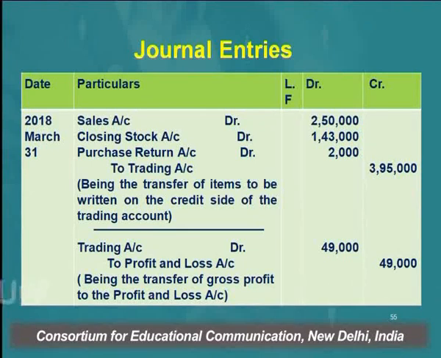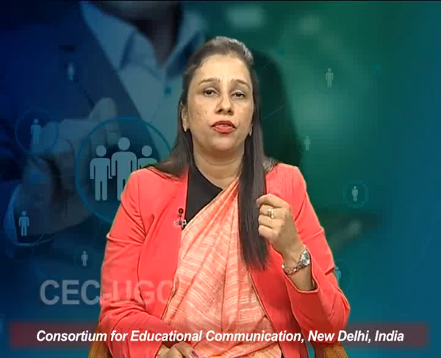The last one is the gross profit, the balancing figure of this trading account, which is transferred to the profit and loss account. For passing that entry, the entry would be trading account debit to profit and loss account, and this balancing figure comes to 49,000. That means the gross profit of this account is 49,000. So this is the trading account which we have prepared.